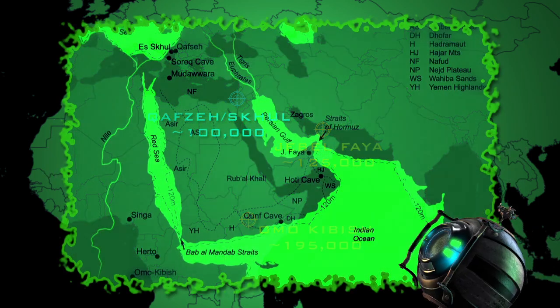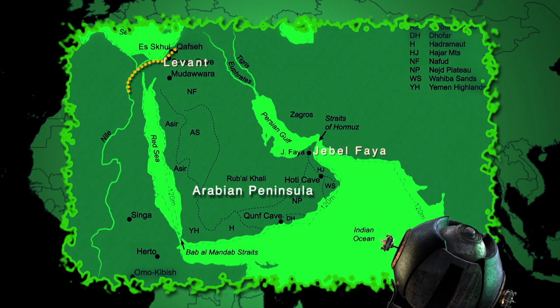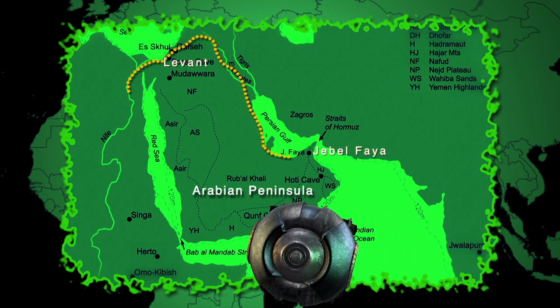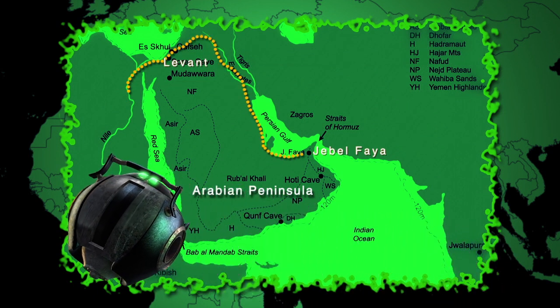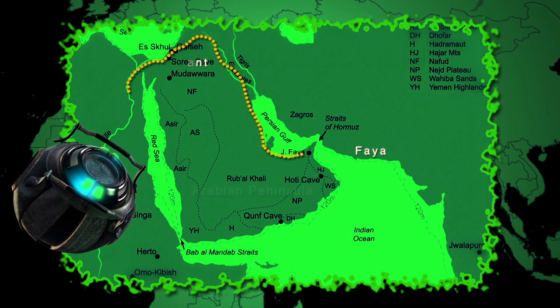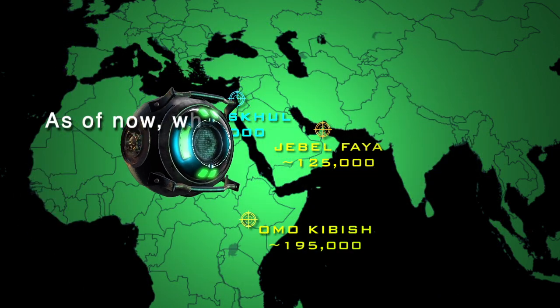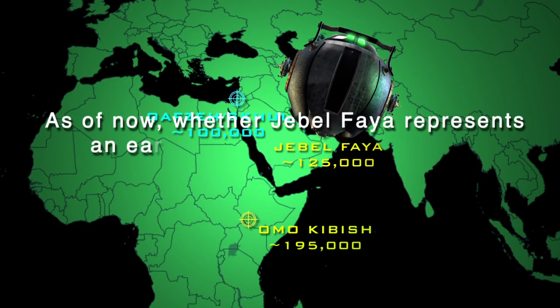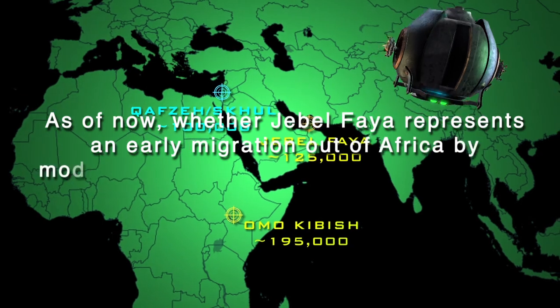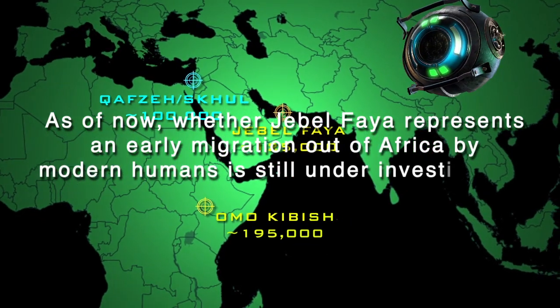It is possible that earlier migrations of modern humans also took this northern route through the Levant, moving around the Arabian Peninsula to the present-day site of Jebel Faya. As of now, whether Jebel Faya represents an early migration out of Africa by modern humans is still under investigation.